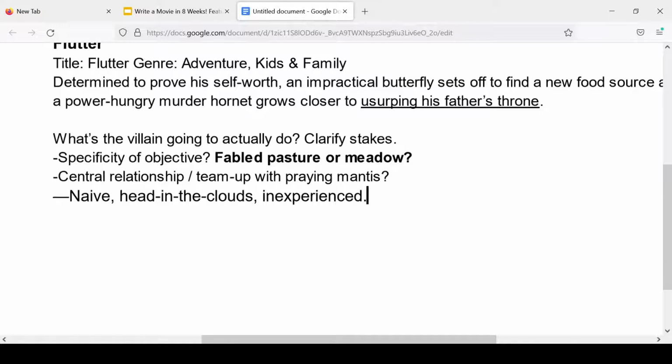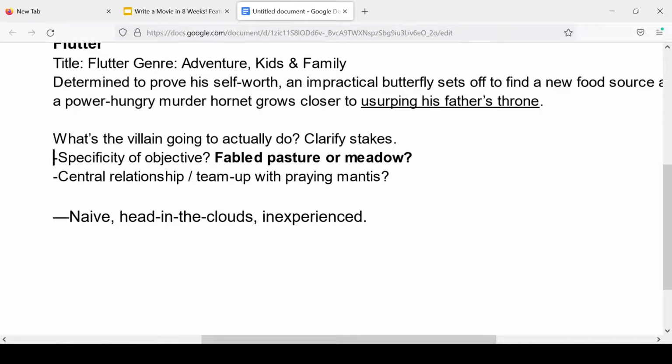I see. Unlike others, he knows this is something he wants accomplished. Okay, so yeah, maybe you'll have to fiddle with that adjective a little bit, but as for the rest of it, just be specific, clarify those stakes and the objective.